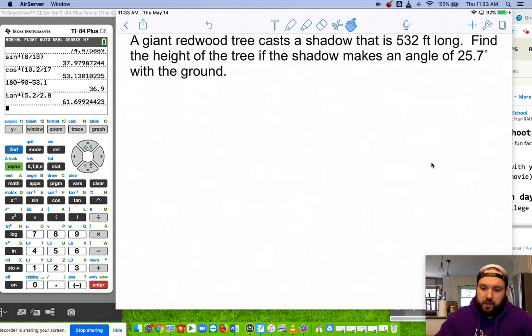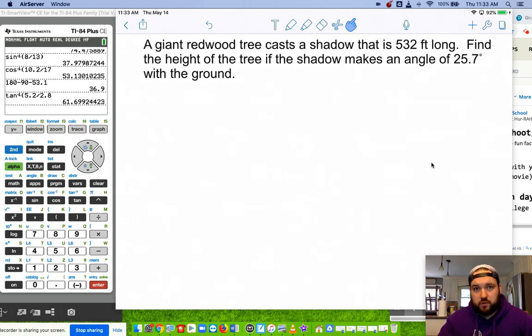Here's an example of a situation where we could use trigonometry to find the missing information. A giant redwood tree, if you haven't seen a redwood before, highly recommend it. They are gigantic. Cast a shadow that is 532 feet long. Find the height of the tree if the shadow makes an angle of 25.7 degrees with the ground.